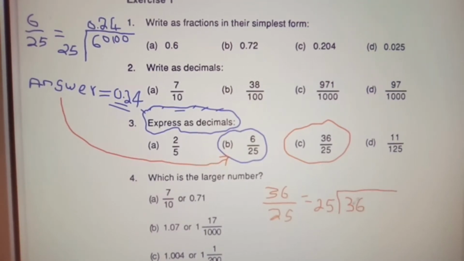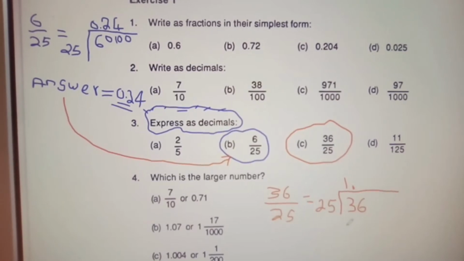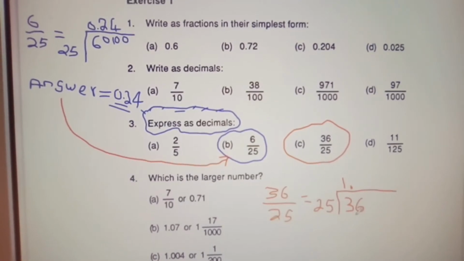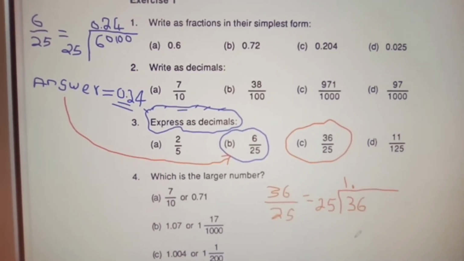Right, 25 into 36 goes once. Boom. Decimal point. What's left? Go on, tell me what's left. 25 and what makes 36? 11. Do you agree?